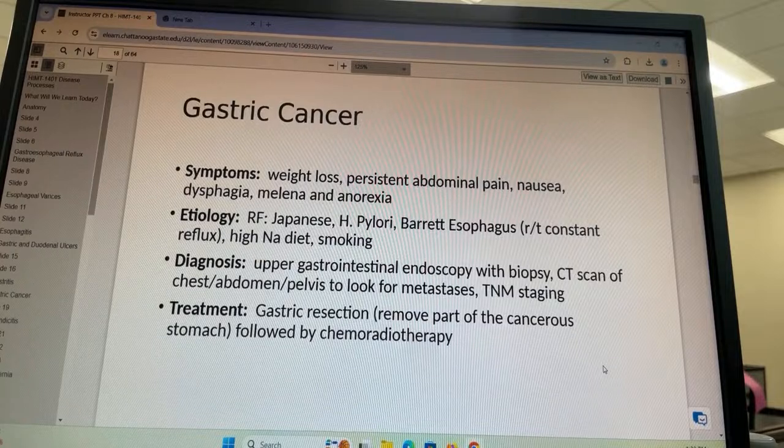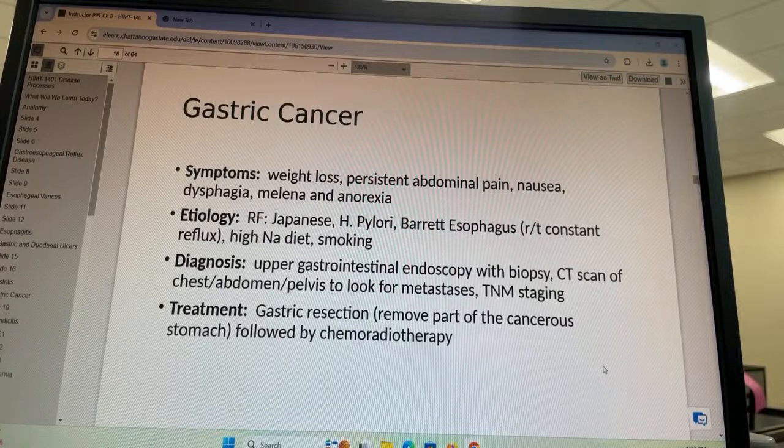All right, gastric cancer. With any cancer, not just gastric cancer, weight loss is always a symptom. Not really sure why exactly, but weight loss is always a symptom of cancer. Persistent abdominal pain, nausea, dysphagia, which is difficulty with eating, melena, and anorexia. Again, anorexia just means lack of interest in eating, not the psychological anorexia. And then melena is like the blood in the stool.